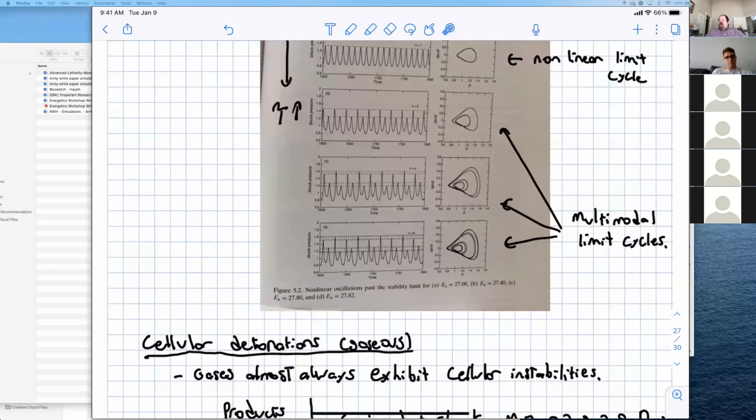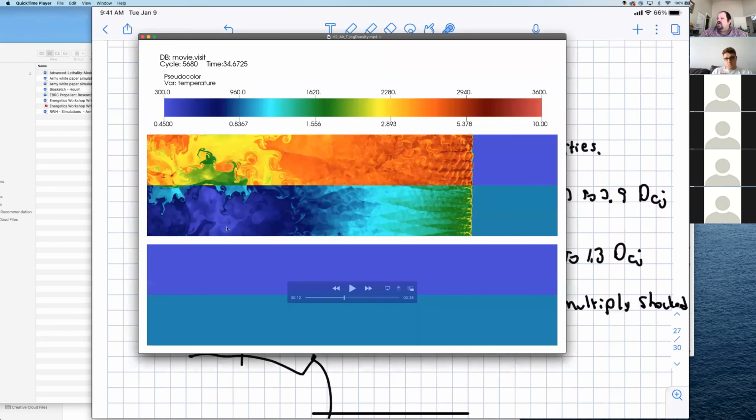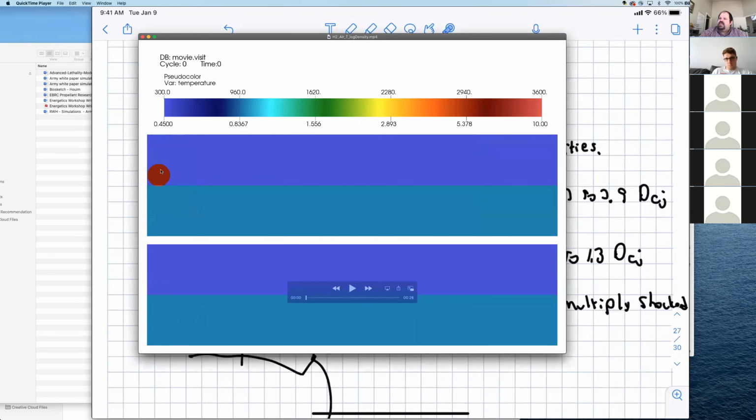Now, in gases, there are what are called cellular detonations. Gases almost always exhibit multidimensional instabilities. So let me open it up here. Here's a calculation done where we have a hydrogen air detonation. We just had a little hotspot here that ignited it. At the top will be, I believe, the pressure, and the bottom is the temperature. And so we just let it go, and a detonation forms.